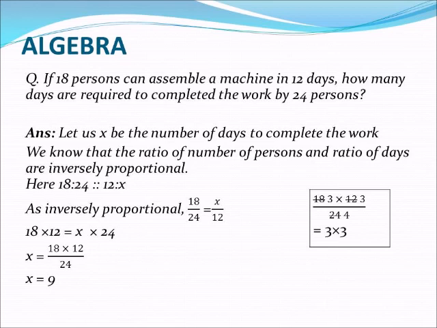where x equals 18 into 12. Cross multiply: 18 into 12 equals x into 24. Then x equals 18 into 12 by 24. This can be simplified: 24 and 18 are divisible by 6, so it becomes 3 and 4. 4 and 12 are divisible by 4, so cutting 4 and 12, we get 3. So we get 3 into 3 equals 9. So x equals 18 into 12 by 24 equals 9.